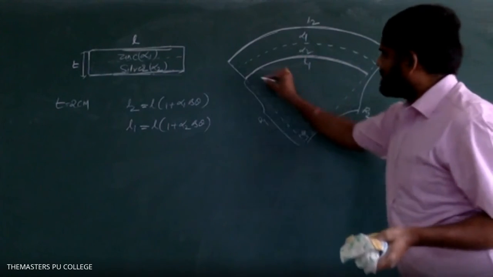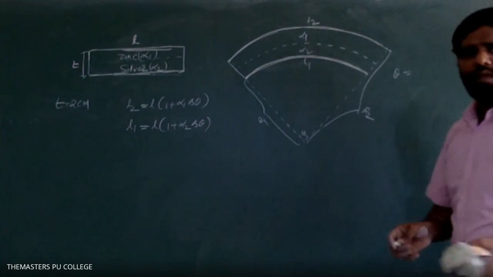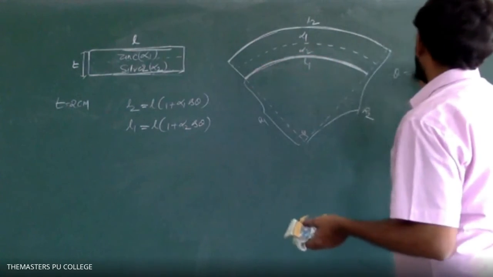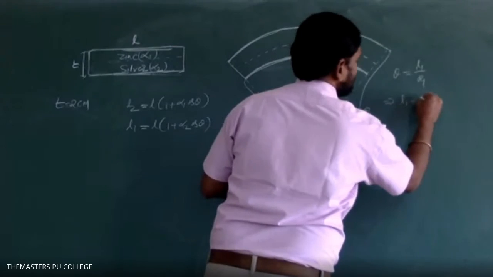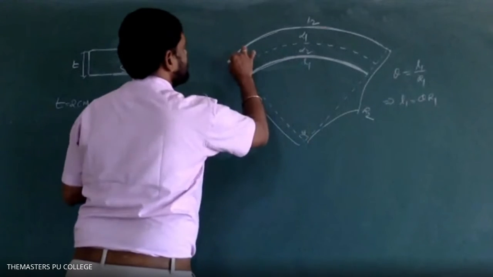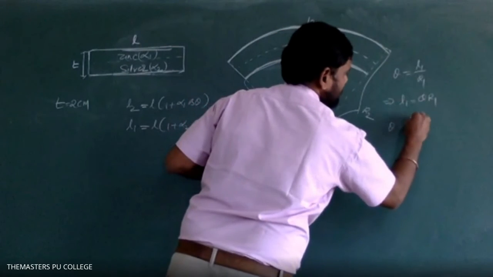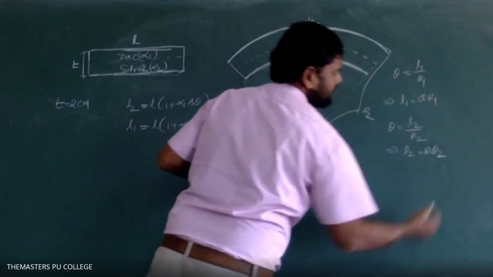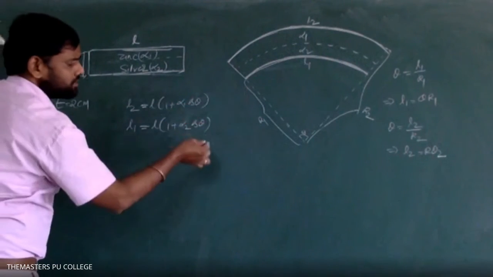From this circle, angle theta equals length of the arc by radius. So the length of this arc is L1, divided by R1. So L1 is equal to theta into R1. Similarly, from this triangle, angle theta equals the length of this arc, which is L2, divided by R2. So L2 equals R2 into theta. But L1 and L2 values I got earlier, so I can substitute the values.